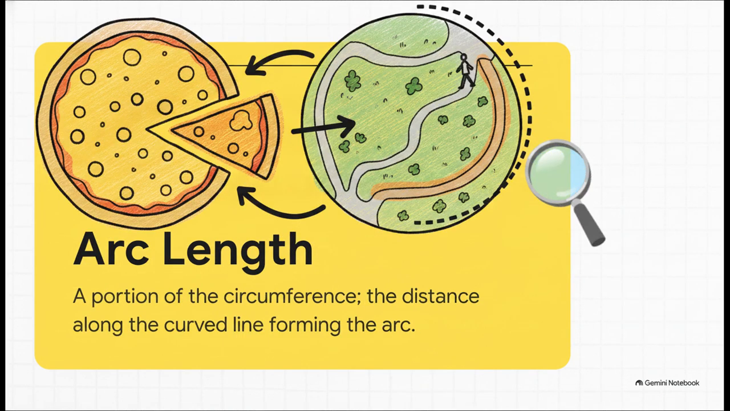But what if you don't really want to walk around the entire park? Well, that's where our next term comes in. Think of arc length as just the pizza crust. It's merely a specific fraction of that total circumference we just talked about. Basically, it's the distance along the curved line that forms a specific arc. You aren't calculating the whole circle's edge, just one piece of it.